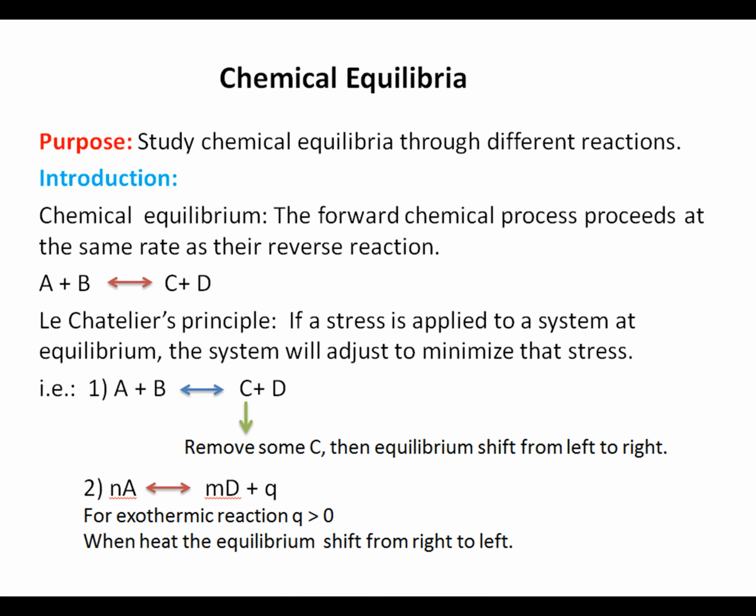The purpose of this experiment is to study chemical equilibria through different reactions. For introduction, chemical equilibrium is when the forward chemical process proceeds at the same rate as the reverse reaction. Le Chatelier's principle: if a stress is applied to a system at equilibrium, the system will adjust to minimize that stress. Here we have two examples. If we remove some C, then equilibrium shifts from left to right.